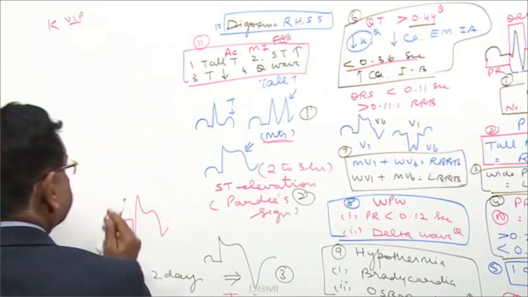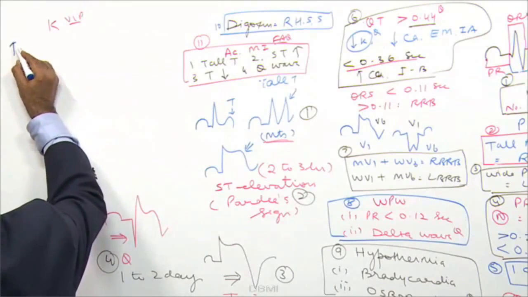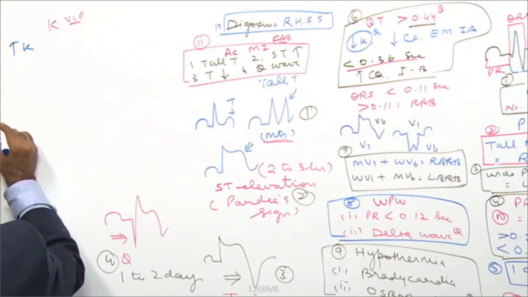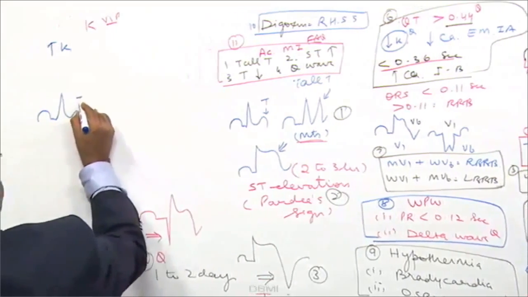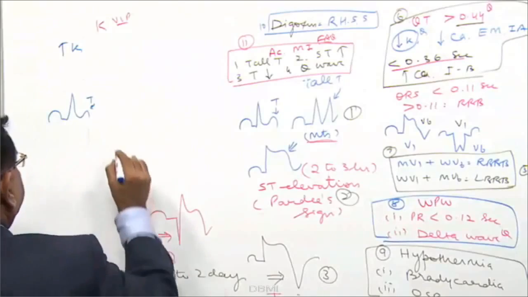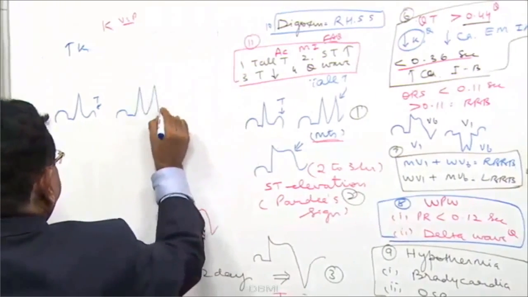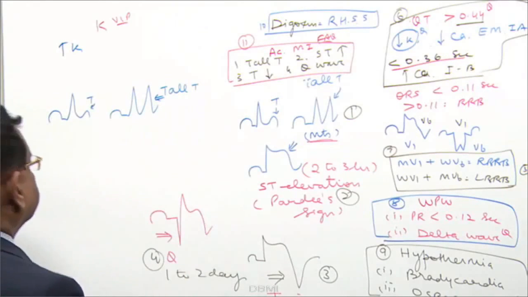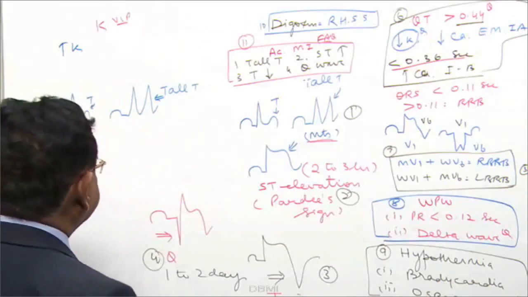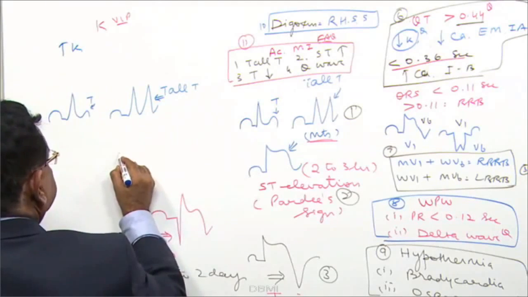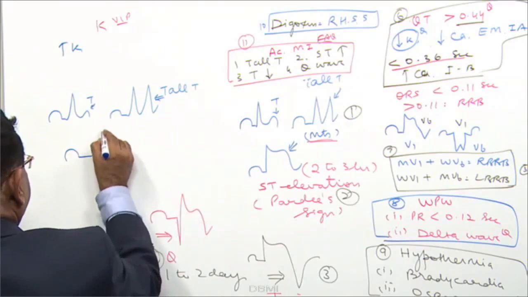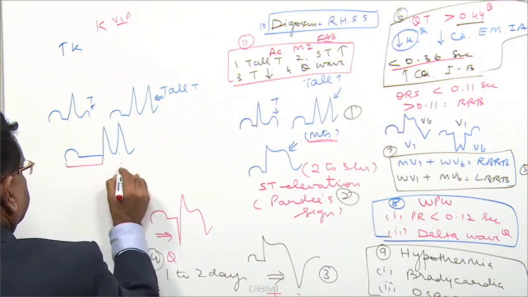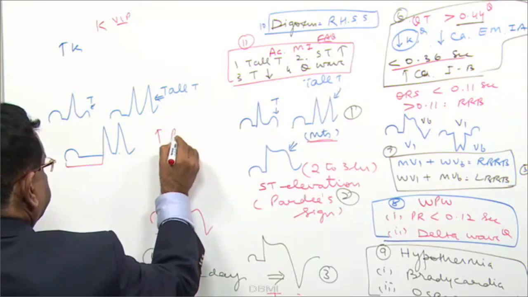Regarding hyperkalemia, ECG finding. This is a normal recording. This is the T wave. When the hyperkalemia starts, the first finding is tall T wave. Remember the tall T wave, the first finding. Then comes the prolonged PR interval. Look, the PR interval has prolonged.